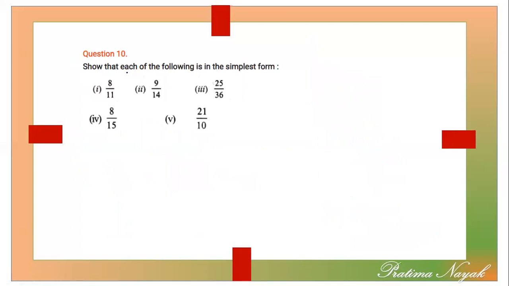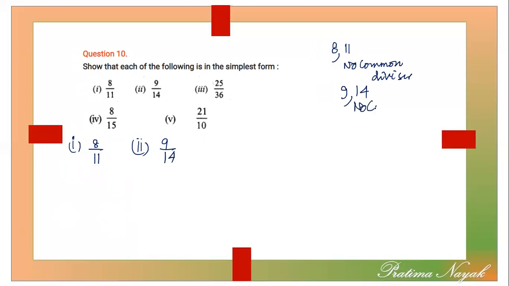Question number 10. Write each of the following in the simplest form. 8 by 11. Simplest form means after reduction, after reducing to the smallest terms. So now 8 and 11. Is there any common divisor? No. No common divisor. So it will be as it is. Coming to the second part. 9 by 14. 9 and 14. Is there any common divisor? No. So it will be as it is.